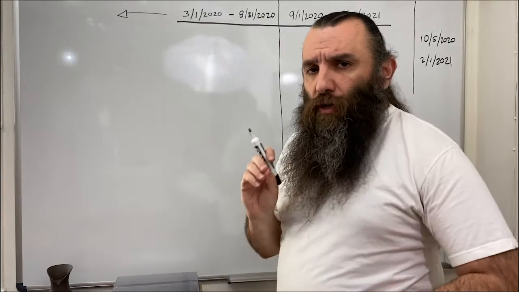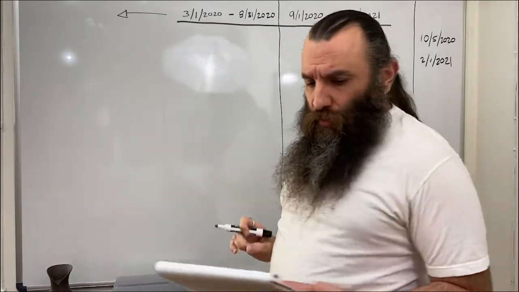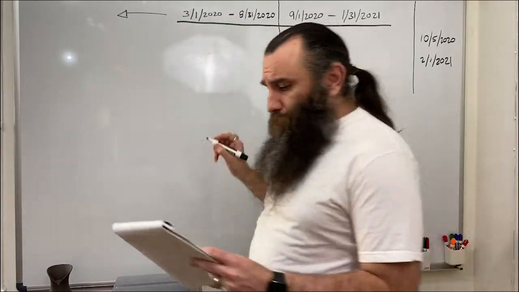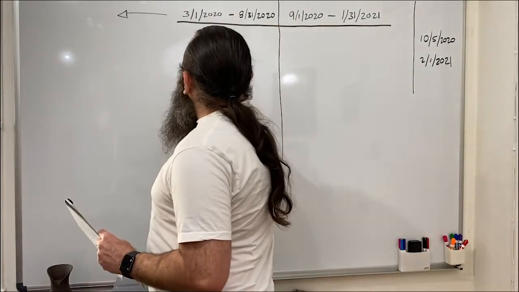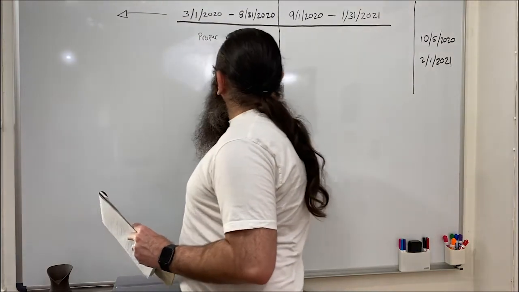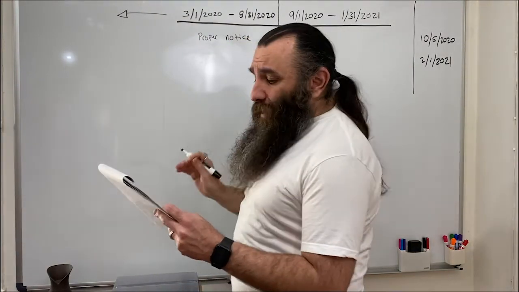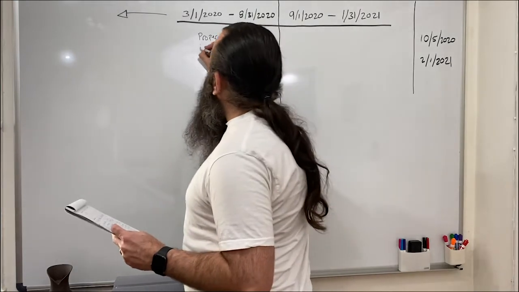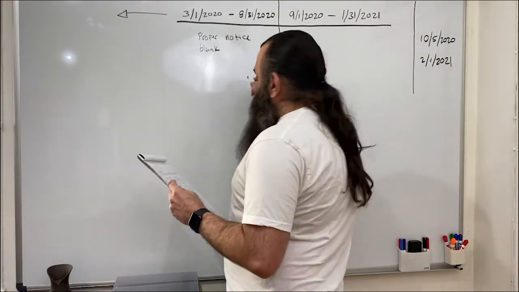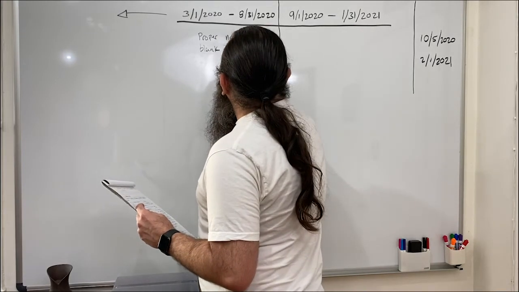So what are the responsibilities of the landlord? Well, the landlord needs to deliver to the tenant two things. They've got to deliver a proper notice, and they need to deliver a blank declaration.